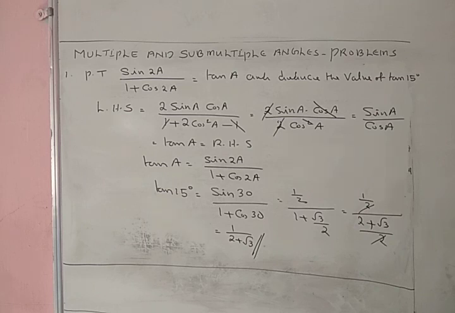No further simplification required. We can simplify it further by multiplying the numerator and the denominator by the conjugate of the denominator. That is to multiply the numerator by 2 minus root 3 and the denominator by 2 minus root 3. That portion is not required.